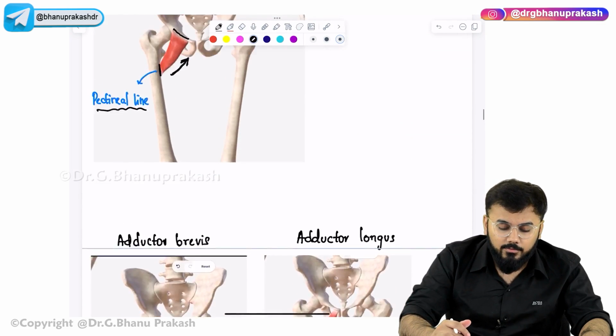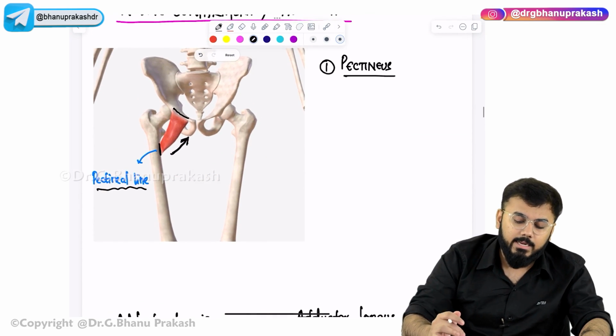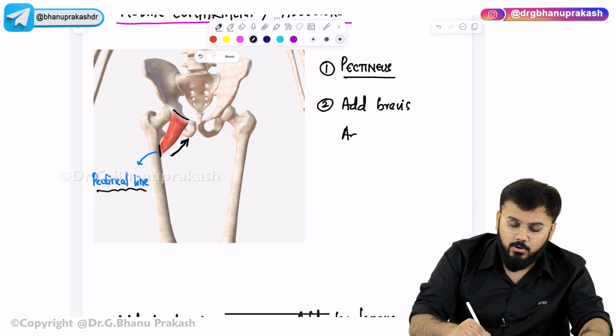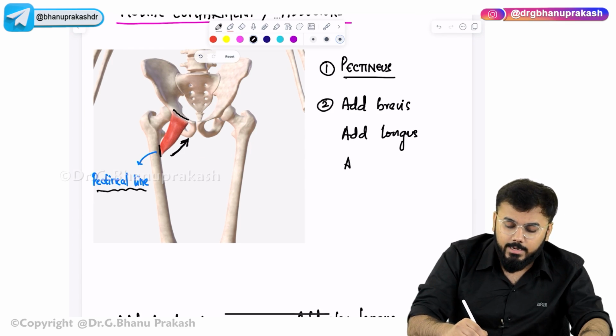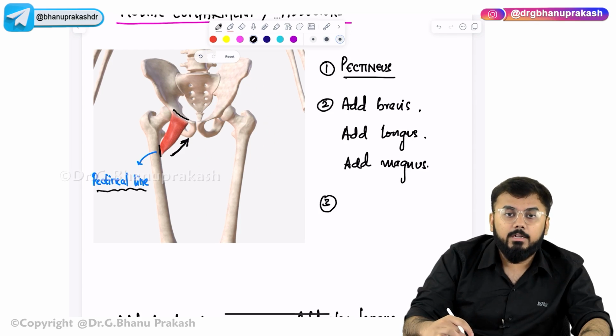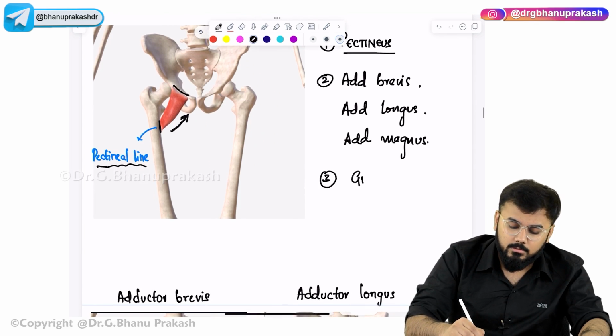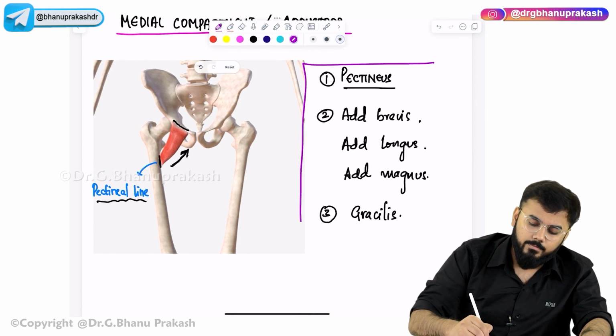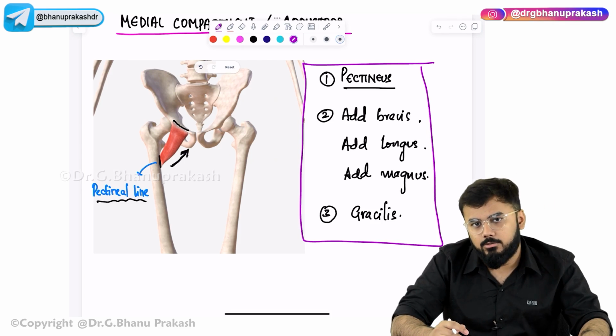So overall, how many muscles do we have? One is called pectineus. Another one is called adductor brevis. Next we have the adductor longus. Next we have the adductor magnus. And the fifth important one over here is gracilis. So these are the important muscles over here.